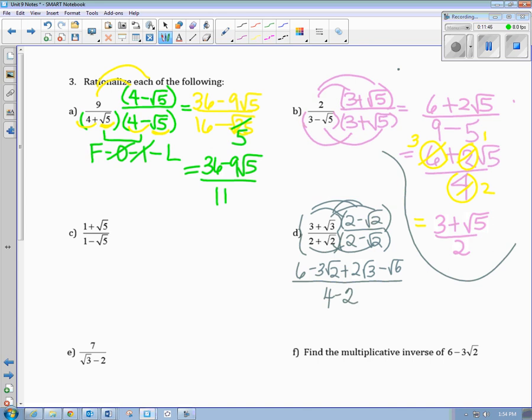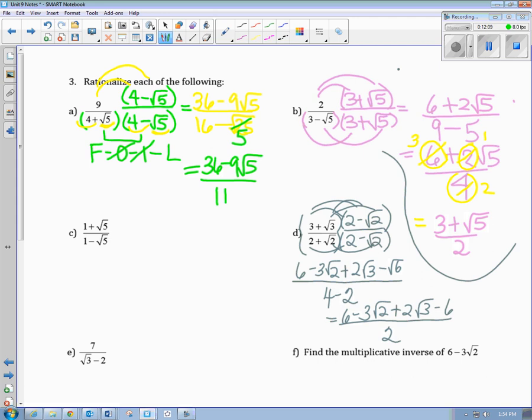When I go back, take a look at what my final answer is. On the top, I have 4 terms that are all unlike. So I cannot do anything about combining those 4 terms together. The bottom, though, I can simplify just into a 2, and that becomes my final answer.